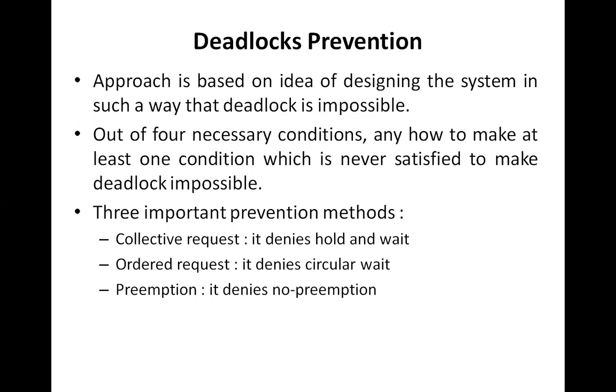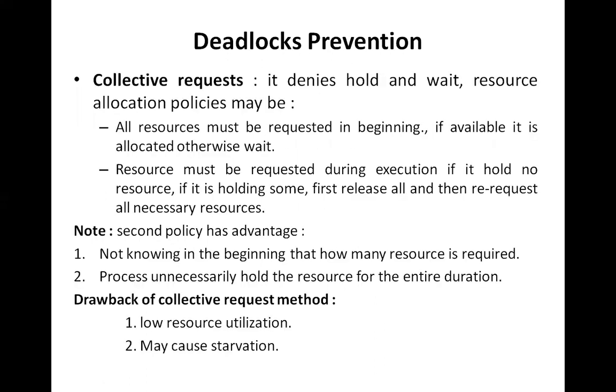So we have other methods also, and those methods, as has been mentioned, let us discuss one by one. The first one is the collective request. As stated earlier, it is going to deny the hold and wait condition. And how is it done? It is done by ensuring that whenever a process requests a resource, it does not hold any other resources.